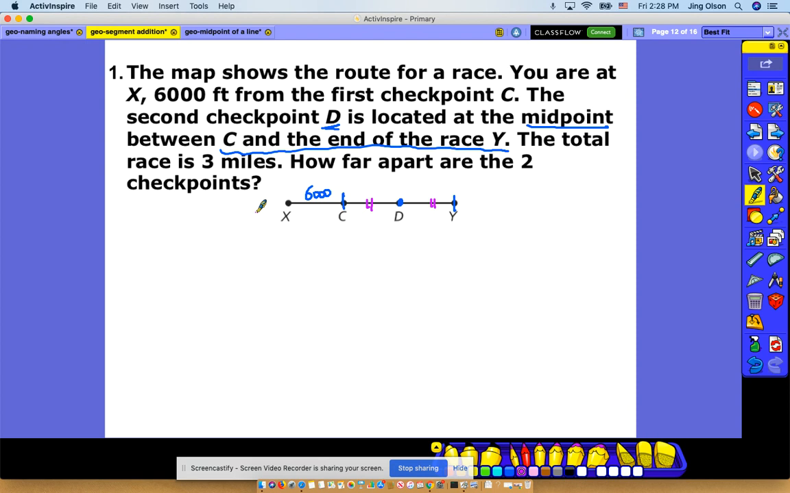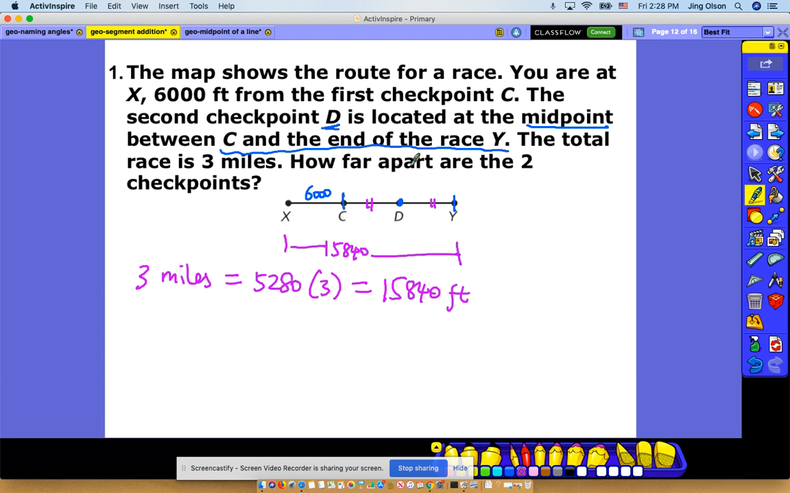How far apart are the two checkpoints? So first of all, we have feet and the miles. So we're going to convert the miles into feet. 3 miles is how many feet? How many feet in 1 mile? 5,280 is one mile, has these many feet. Okay, you have 3 miles, you gotta times by 3. So you get 15,840 feet. So this together is 15,840 feet.